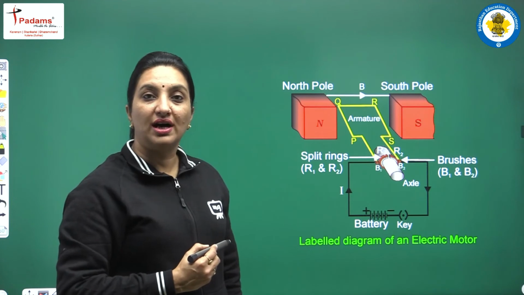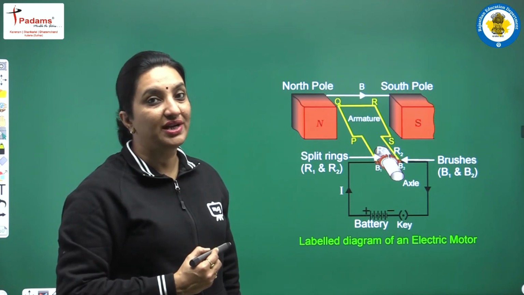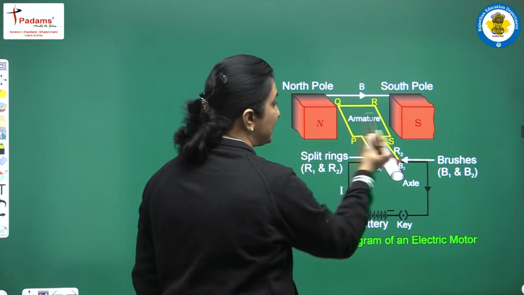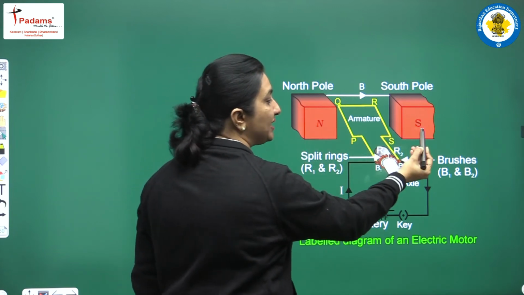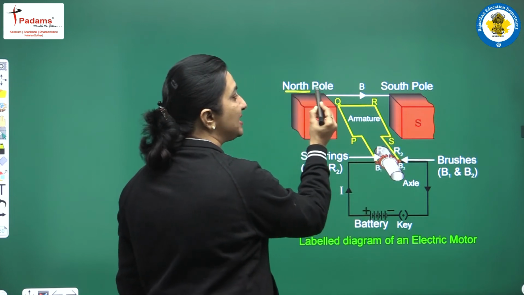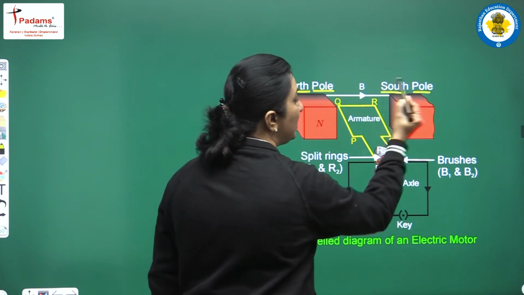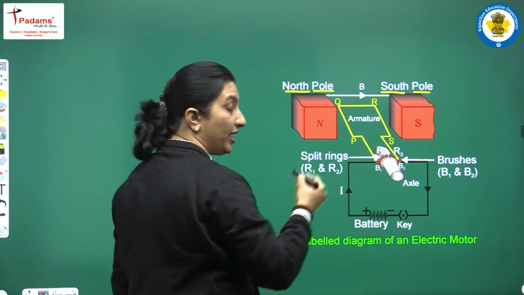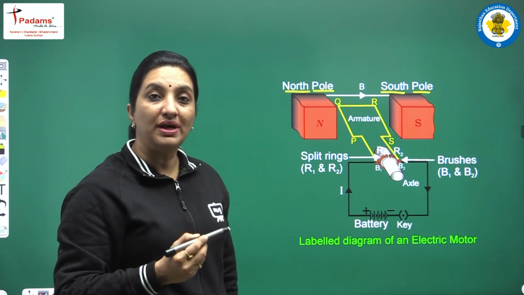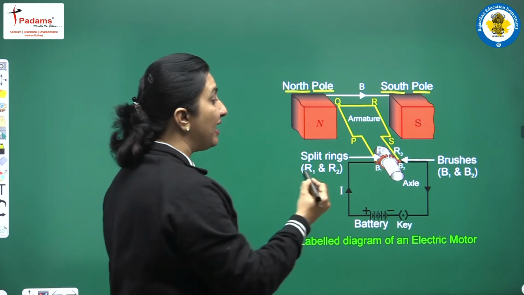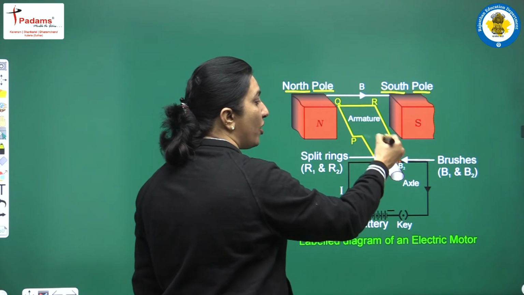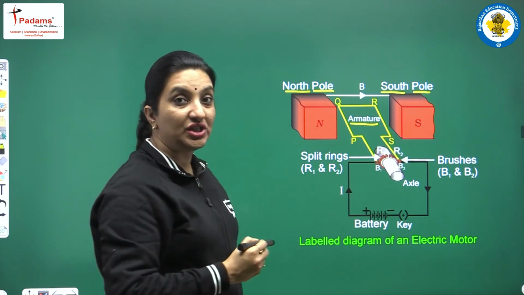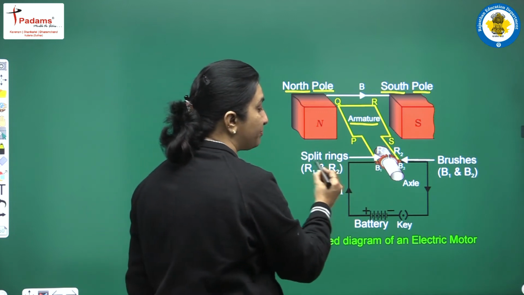Then we will draw a labelled diagram of an electric motor. Now students, here we will show the magnet, that is having the north pole and the south pole. So here I have indicated the north pole, the south pole, and then we will show the rectangular coil which is made up of copper and is insulated, and this copper coil is known as armature. So PQRS is the armature which is attached to the split rings.